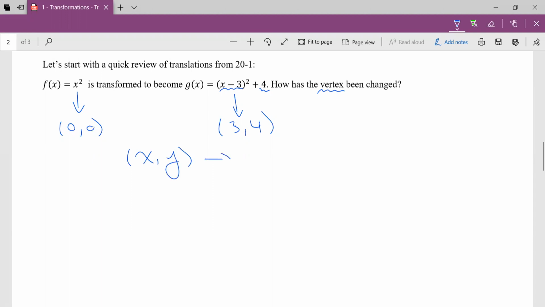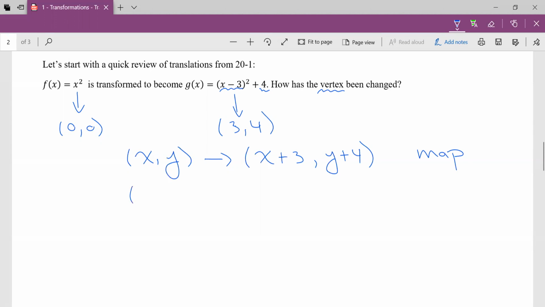What we want to think about is, how does any point change on the graph? Any point is (x, y). What we did when we transformed it to g of x is we added 3 to all of the x values, and we added 4 to any of the y values. This is called your map. A map is going to make a general rule so you can transform any point.